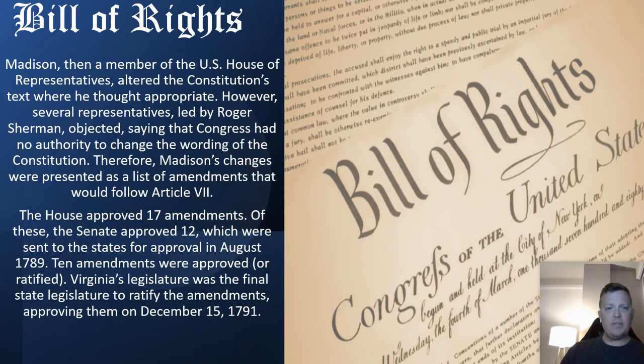Of these, the Senate, remember we have this two-tier Congress, right? We have the House of Representatives and the Senate for representation of varying degrees. So the Senate approves 12. And then it gets sent to the states for approval. Each individual state has to approve it, and they get sent out in August 1789. 10 amendments are approved out of these 12 that are sent out, or ratified. And Virginia is the final state that signs off on these 10, and does so on December 15th, 1791. And that's essentially how we get the Bill of Rights.